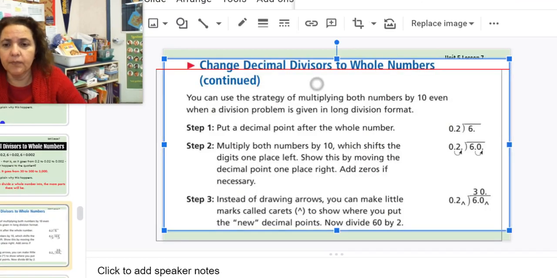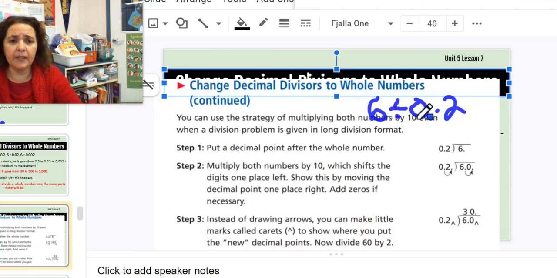Okay, so step 1. This is still the same problem: 6 divided by 2/10. This is what we do. 6 goes on the inside, 2/10 on the outside, right? So the first thing I'm going to do is put my decimal point after the 6. So there's my decimal point after the 6. I have 2/10. Remember, I need to make that into a whole number, so I need to multiply it by 10, right? So basically, what am I doing? I'm shifting it over one place. So it means I can add a decimal and shift it over one place. If I shift this one, remember, whatever I do to one, I do to the other, because it was a fraction.